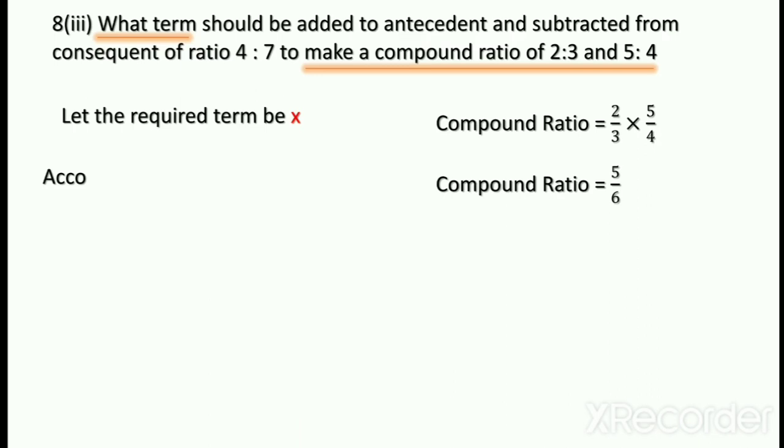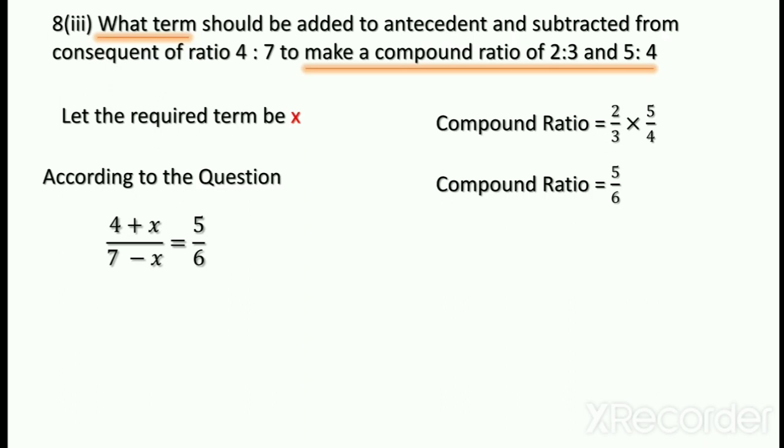Okay, now according to the question, again I'm telling you, what is the ratio given to us? 4 is to 7. 4 is the antecedent and 7 is the consequent. The question tells the term has to get added to the antecedent, means it has to be added with 4, and it has to get subtracted from the consequent, means it has to get subtracted from 7. So this is what you get, and it has to give you a compound ratio. So that's why we have 4 plus x, that is adding, 7 minus x, that is subtracting.